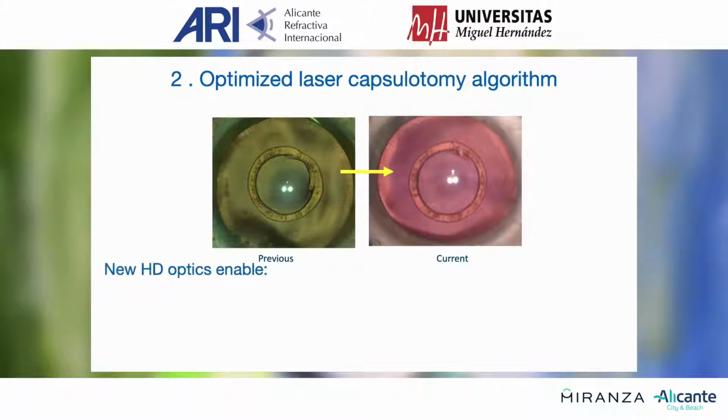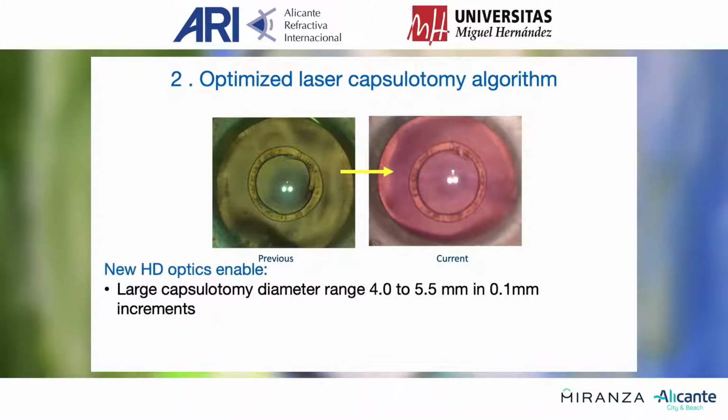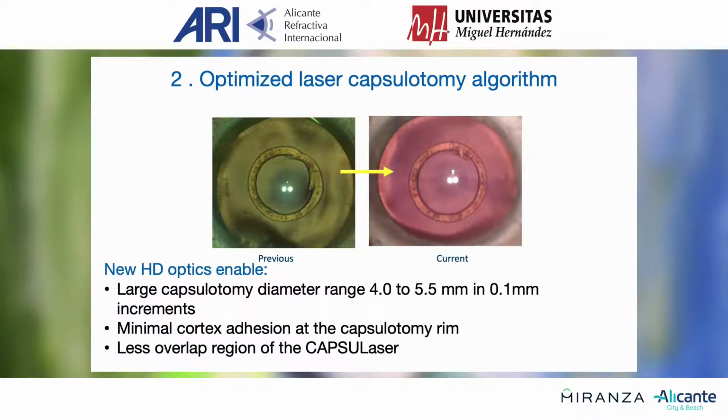As far as the new HD optics are concerned, they enable a large capsulotomy diameter range from 4 to 5.5 millimeters in 0.1 millimeter increments. There's minimal cortex adhesion at the capsulotomy rim compared to how it was previously, and there's less overlap region of the Capsulaser.